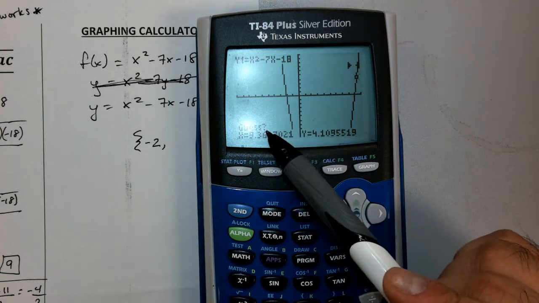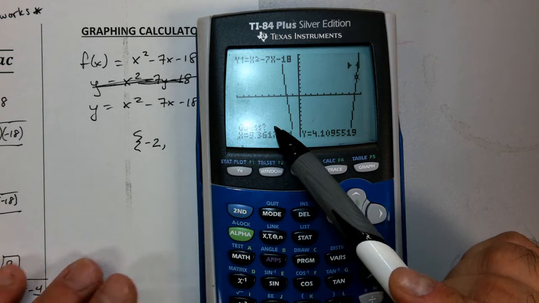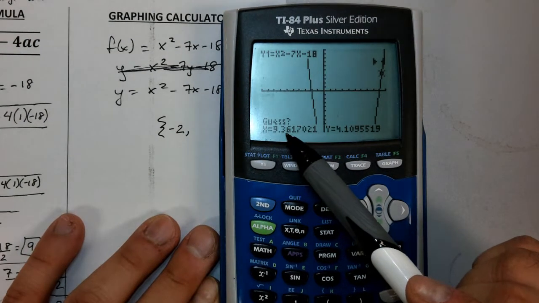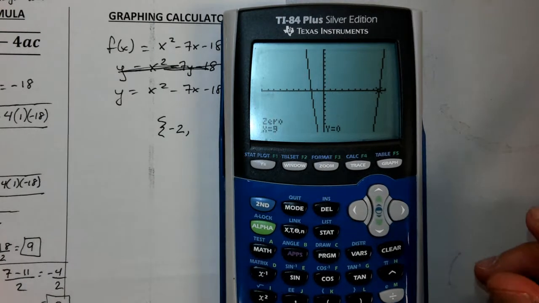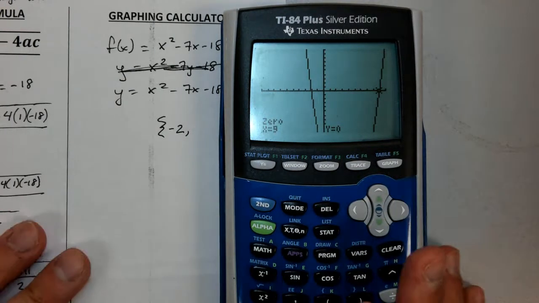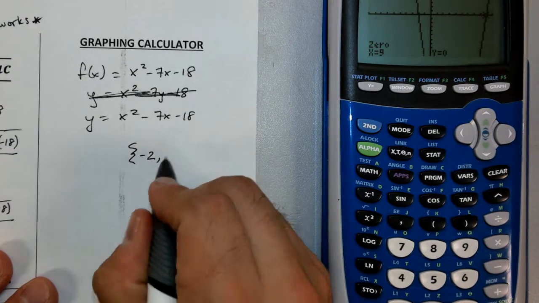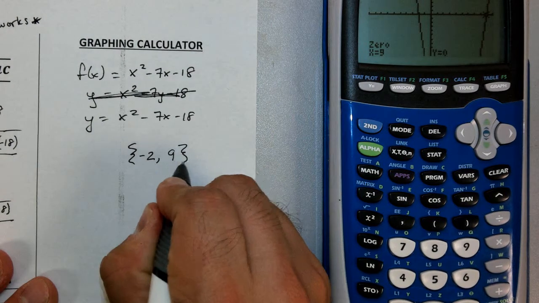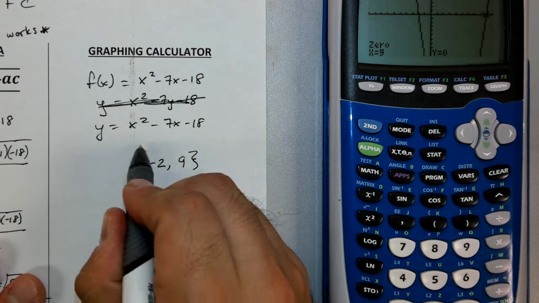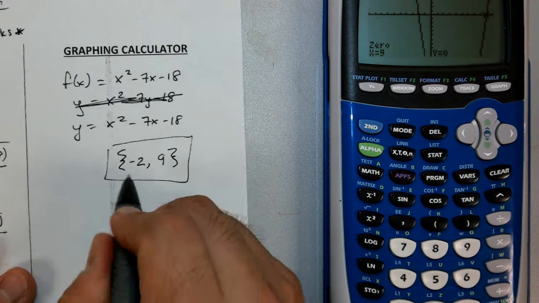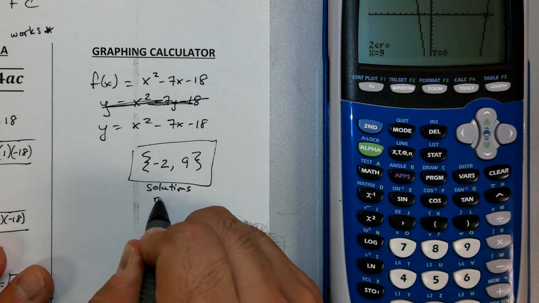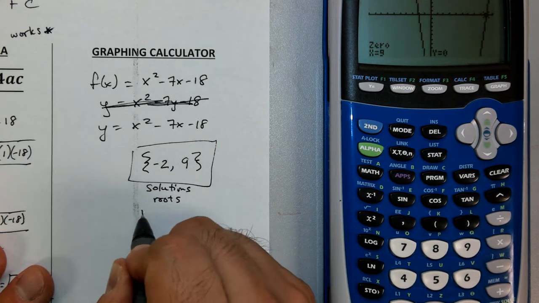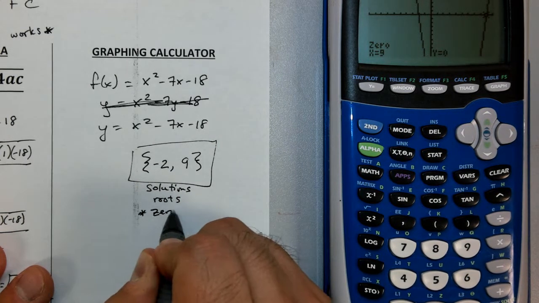It's going to search for your intercept. Would you like it to take a guess? Yes, you would, and it should spit out your answer right here. Enter. Look at that. There it is. You have a 0 at x equals 9, so I'm going to put that with my solutions here. And that is your solution. Remember, these are called solutions, roots, or more importantly, zeros.